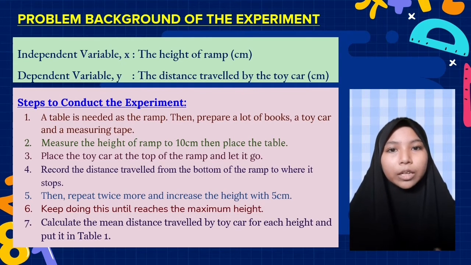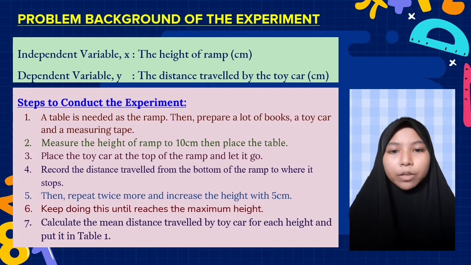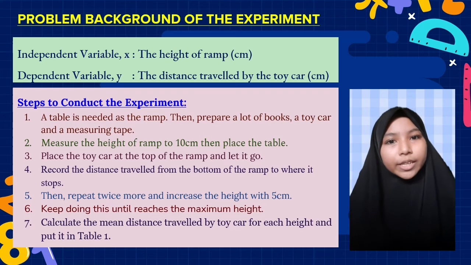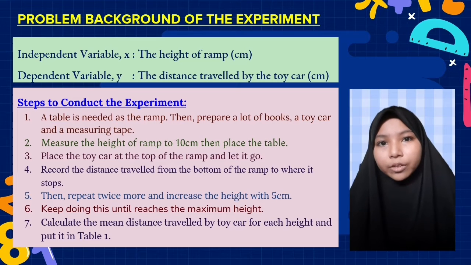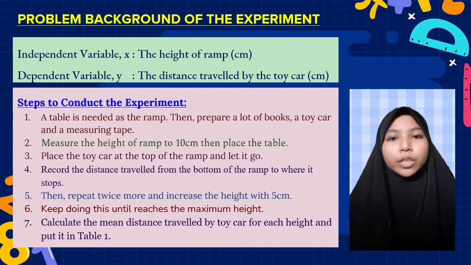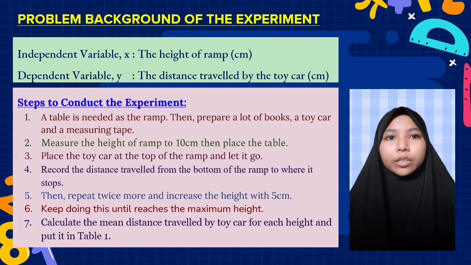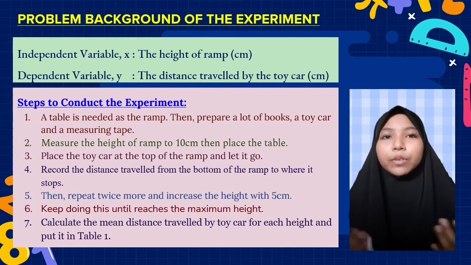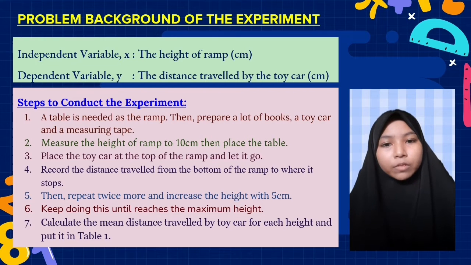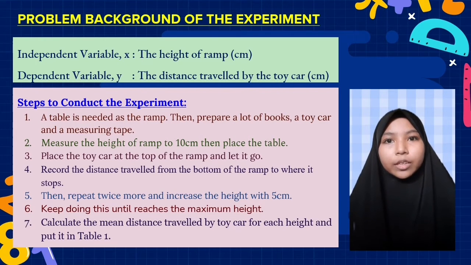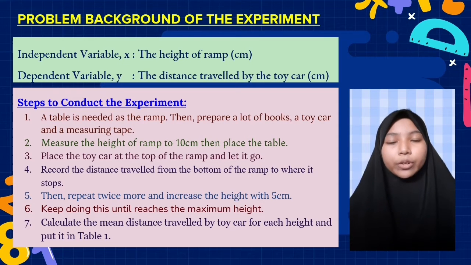And then I will measure the distance traveled by the toy car with the measuring tape, and I will record the measurement on a piece of paper. The second step is I will repeat the experiment twice before I add 5 centimeters to the height, because we will need the data to determine the correlation between the height of the ramp and the distance traveled by the toy car by observing the scatter diagram and calculating the correlation coefficients. So we can also observe the trend of the data and make predictions with the least square regression line.